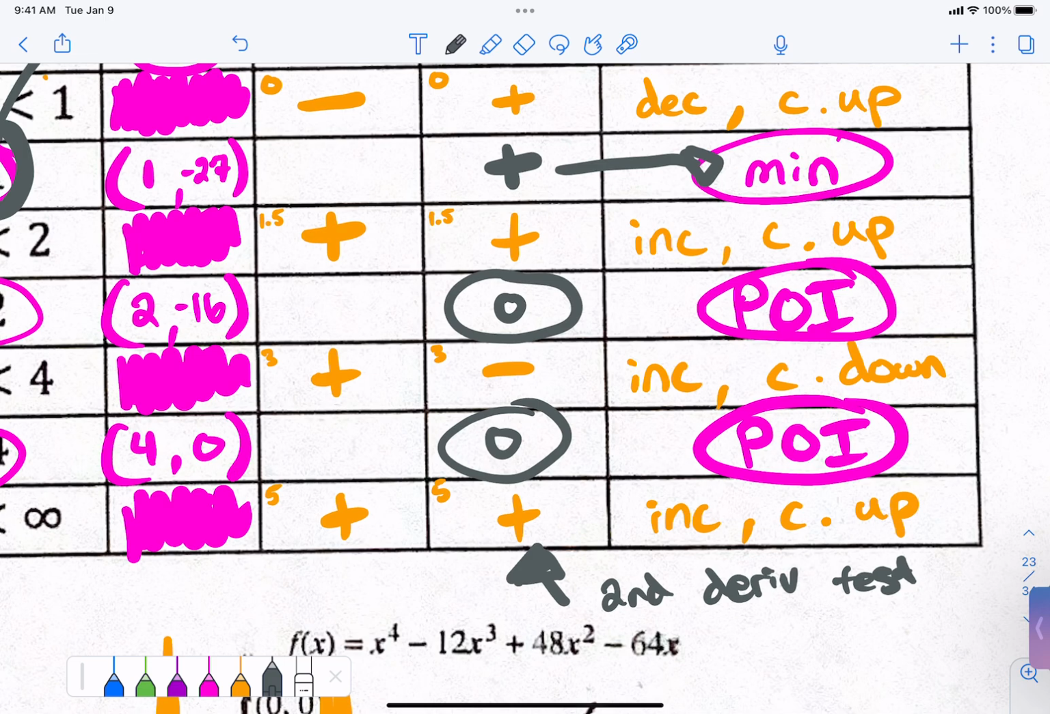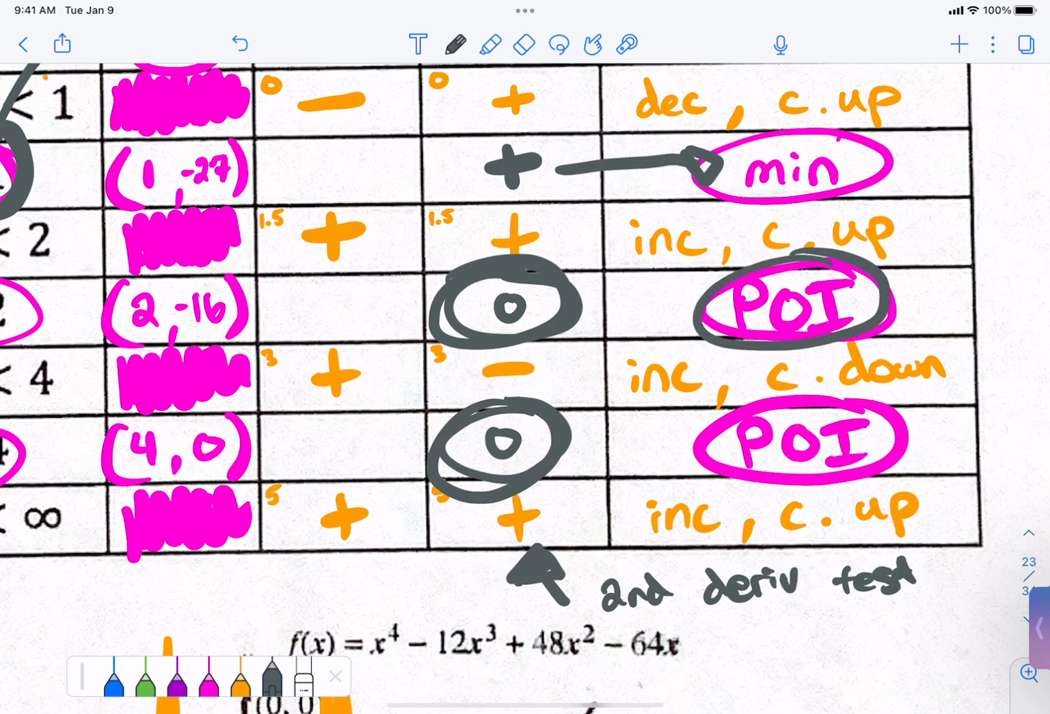No, you could do the second derivative test, and if it is 0, then you know that it's going from concave down to concave up. Correct. Yeah, I get what you're saying. So we plugged in, we got 0 here. We knew this was already a POI, right?